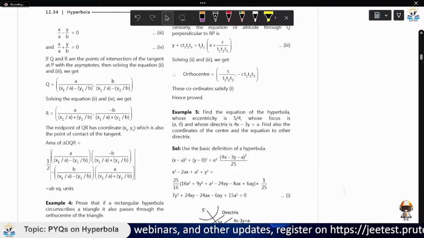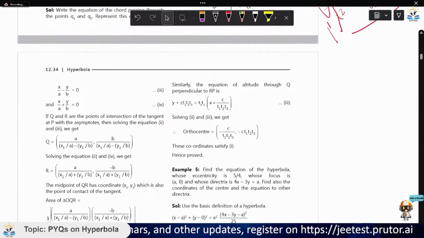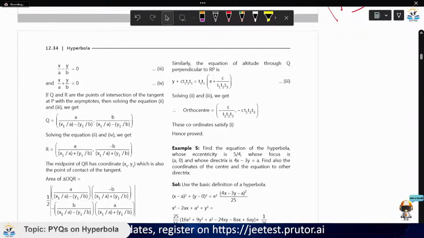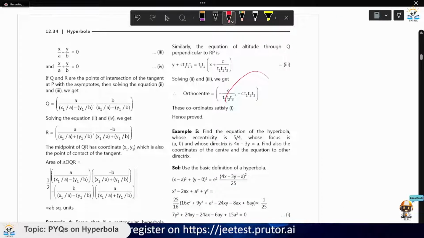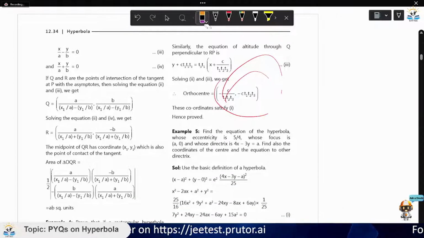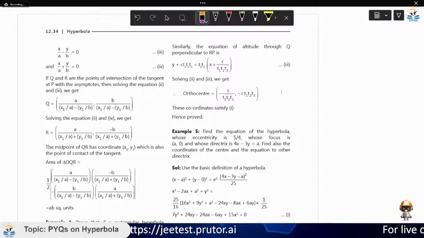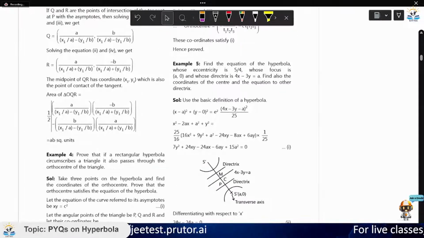Right? And similarly, the equation of the altitude through Q and perpendicular to RP, and the intersection point is basically the orthocenter. And this equation is also being satisfied by the parameters that we have. So we know that it would pass through the hyperbola also.